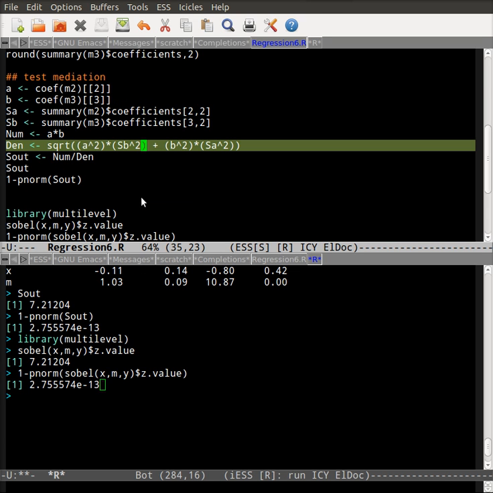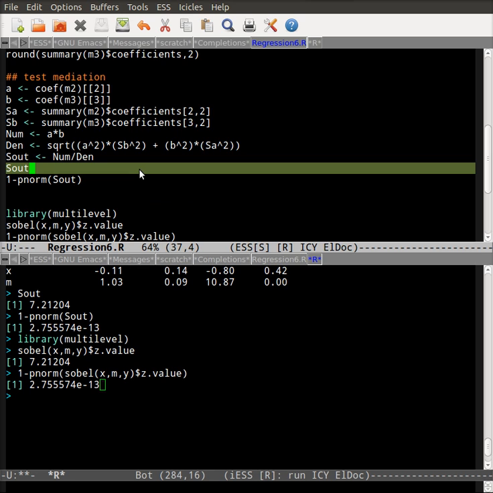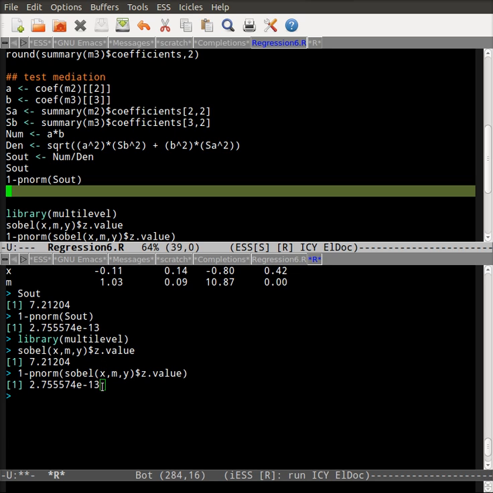When we do that, we get a Sobel test estimate, which is z-score distributed, and with that z-score distribution, we can get a p-value to find out whether we can reject the null that the indirect effect, that is A times B, is significantly different from 0. If we do indeed reject the null, what we say is that the probability that the data would be observed given the null hypothesis is less than 0.05. And so therefore we reject that the indirect effect is 0.